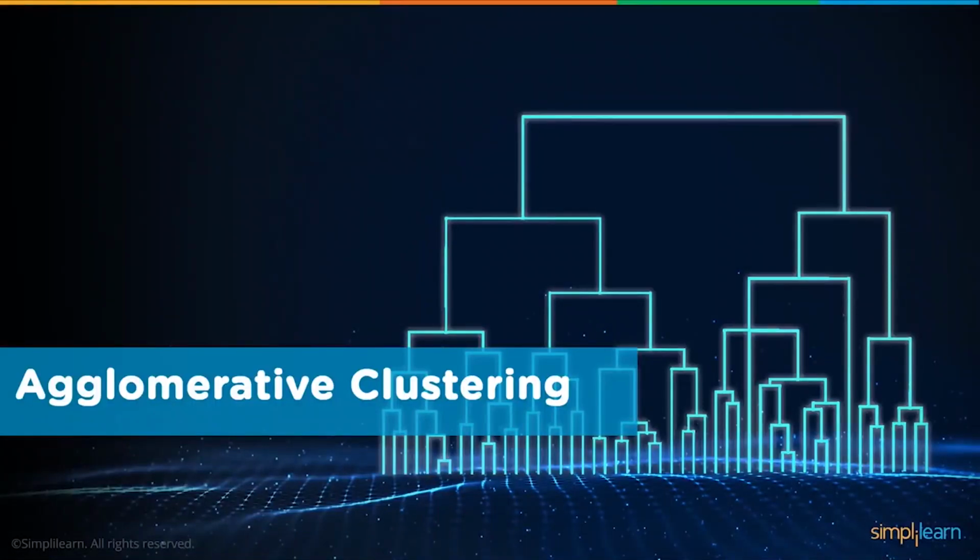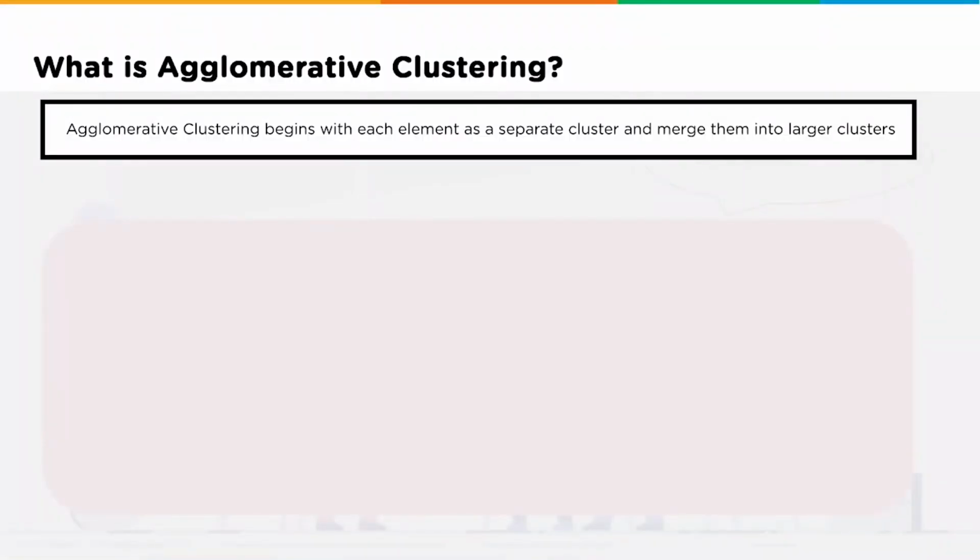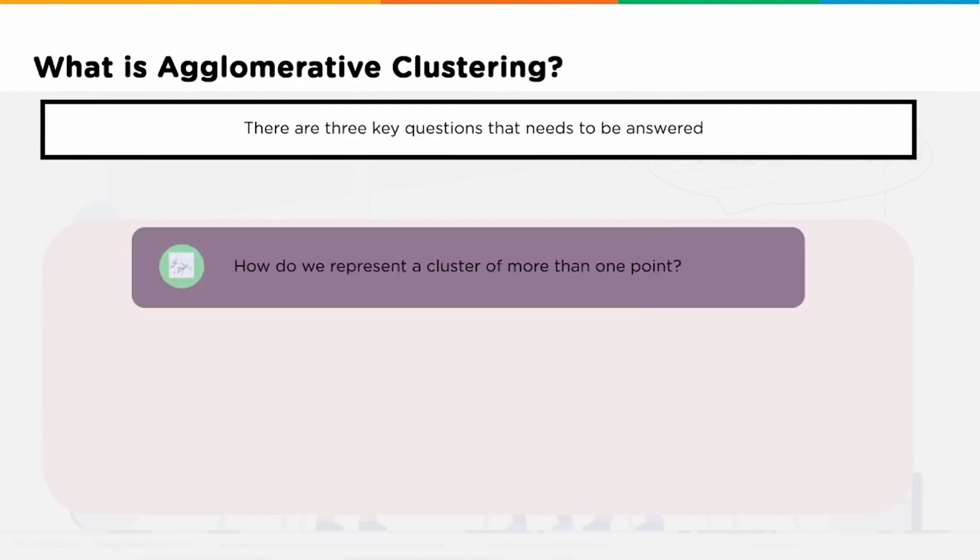So let's dig into agglomerative clustering. Agglomerative clustering begins with each element as a separate cluster, and then we merge them into larger clusters. How do we represent a cluster of more than one point? So we're going to mix the distance together with the actual agglomerative clustering and see what that looks like.